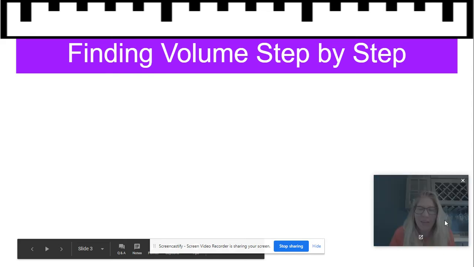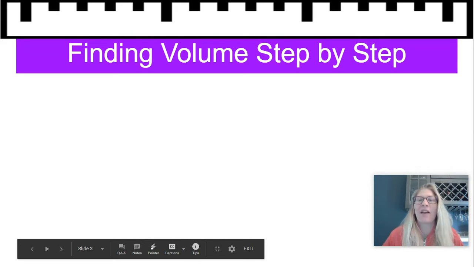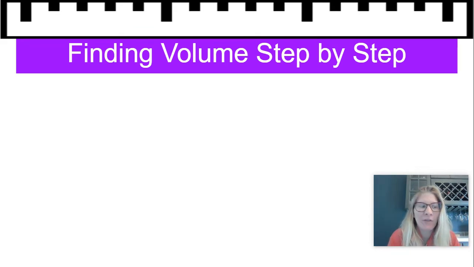This week I am going to talk about finding the volume of a rectangular prism when you only have the dimensions, when you only have the length, the width, and the height. You don't have it built with unit cubes.